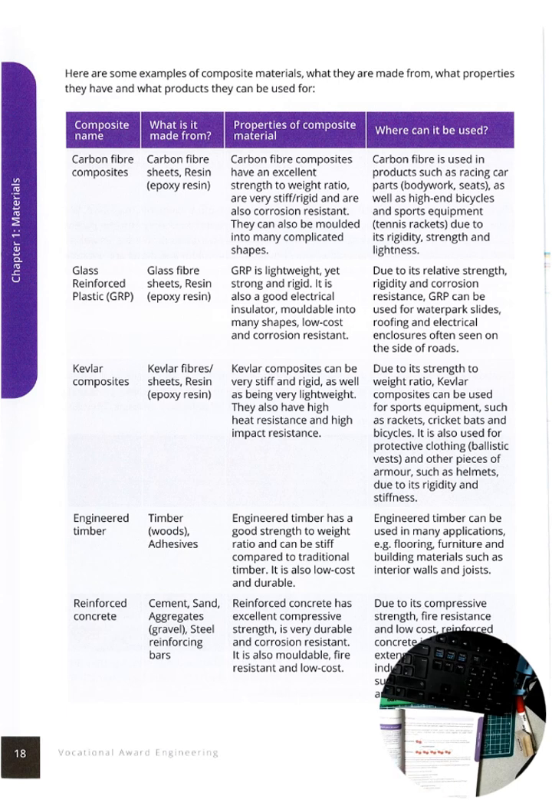Glass reinforced plastic, or GRP. This is glass fiber sheets mixed with resin, once again epoxy resin. GRP is lightweight yet strong and rigid. It is also a good electrical insulator, moldable into many shapes, low cost and corrosion resistant. Due to its relative strength, rigidity and corrosion resistance, GRP can be used for water park slides, roofing and electrical enclosures often seen on the side of roads.